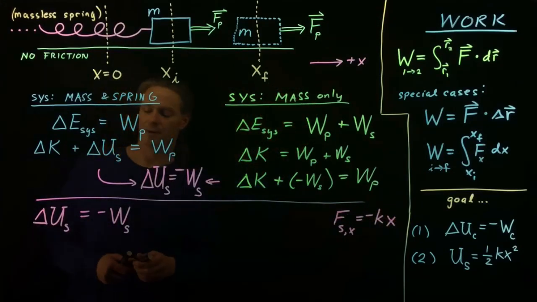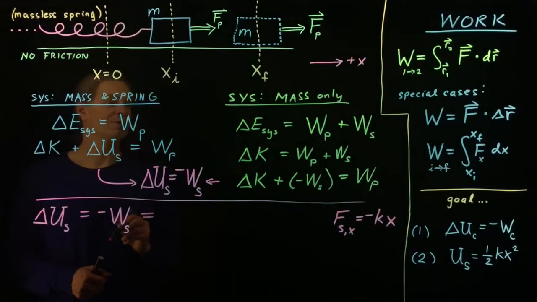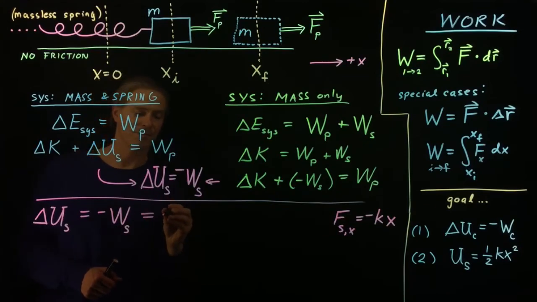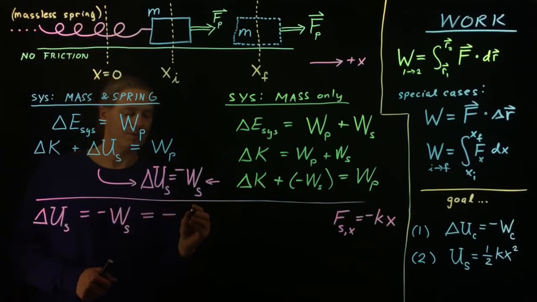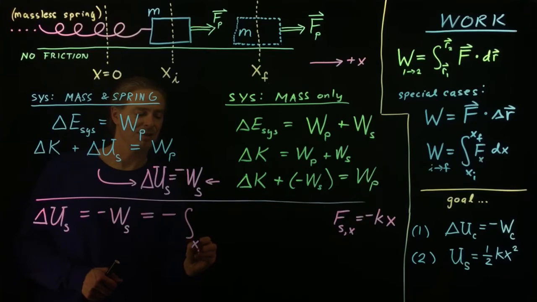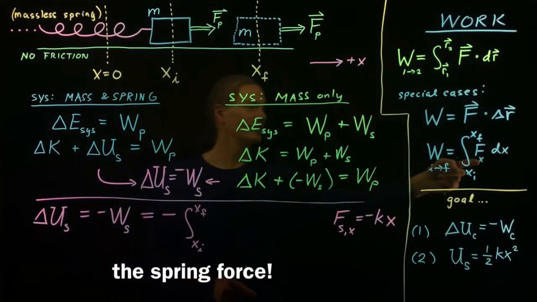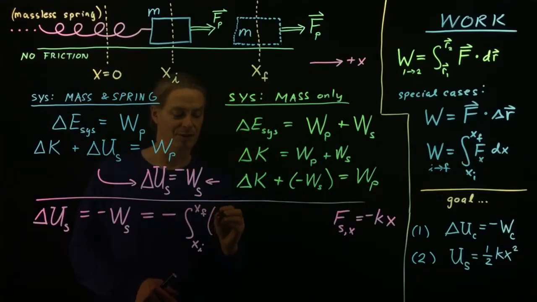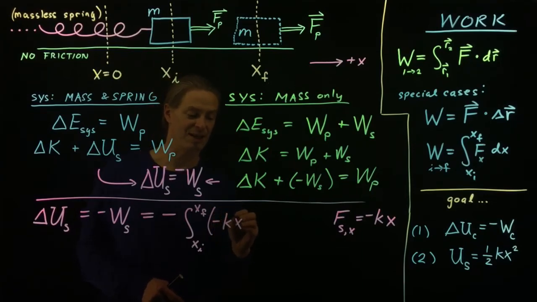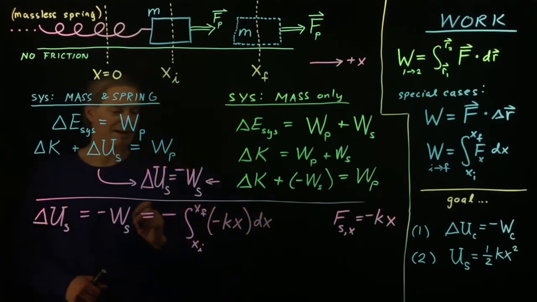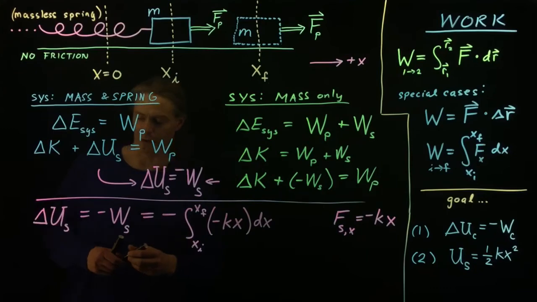All right, so let's do that. Let's calculate the work done going from this x initial to x final. So I need my minus sign. Then I need the work. So I'll go from x initial to x final. I need to put in the force. So this is my expression. But the x component of the spring force is minus k, minus the spring constant, times x. And then I've got dx. All right, so I need to evaluate the integral.